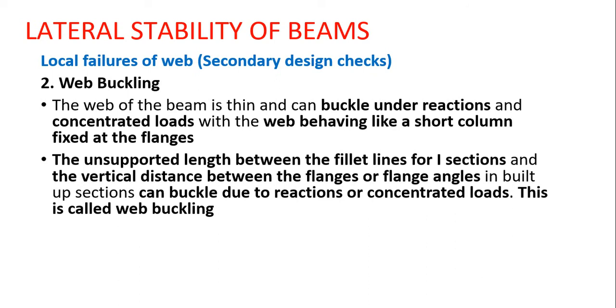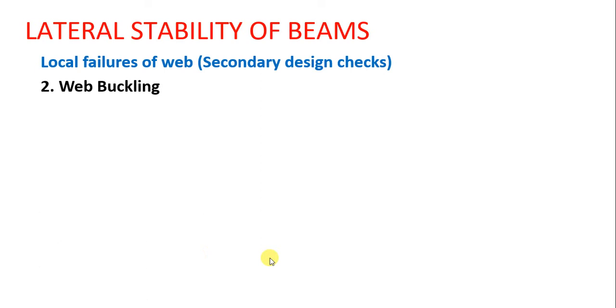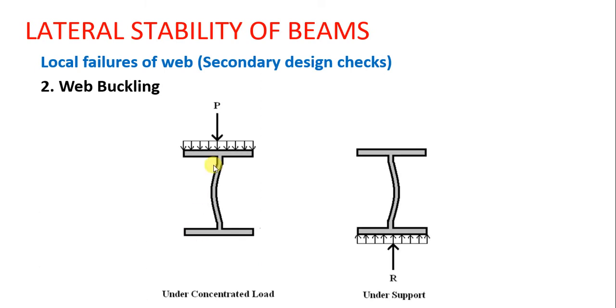And this web buckling also occurs at 2 points. One is at the support and the other one is at the point where the concentrated load is acting. You can see this is how buckling happens. Now we can get the difference between web crippling and web buckling. This is under a point load and this is under the support. So both are one and the same. The web portion in this case acts as a short column whose both ends, at this particular point and this particular point, are fixed. So this is how the web buckles.